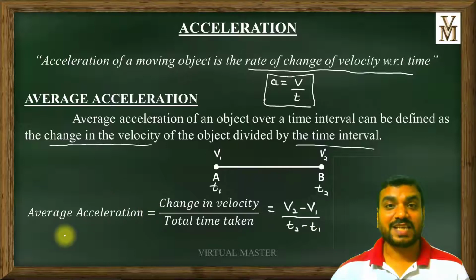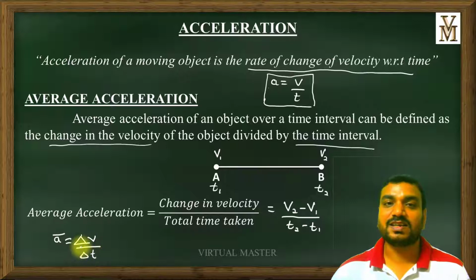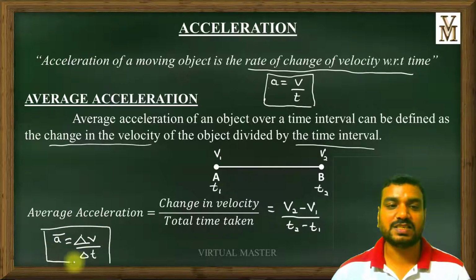Now average acceleration is represented by the term a bar. Here bar represents the average quantity. Now a bar will be equal to v2 minus v1, that is the change in the velocity. Change in any quantity can be written using delta, right? Delta v divided by delta t. Delta represents the change in the quantity. Here there is a change in the velocity, so I have written delta v divided by delta t. The formula for average acceleration is a bar equals delta v by delta t.